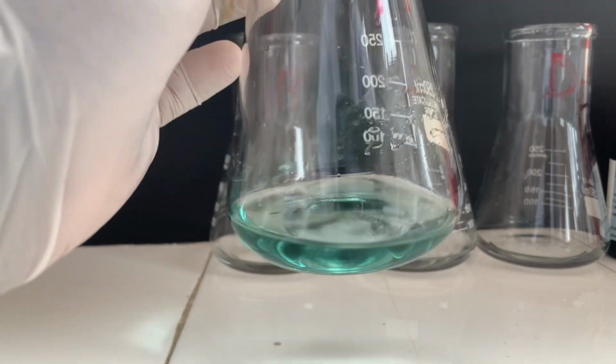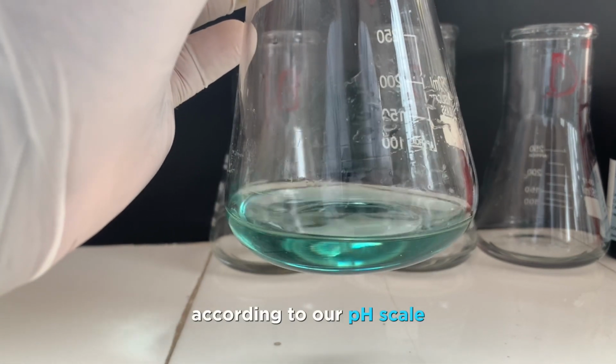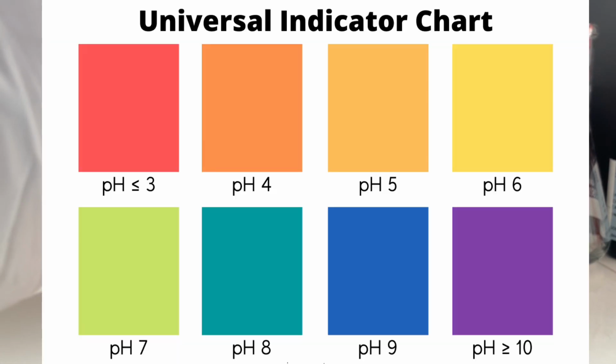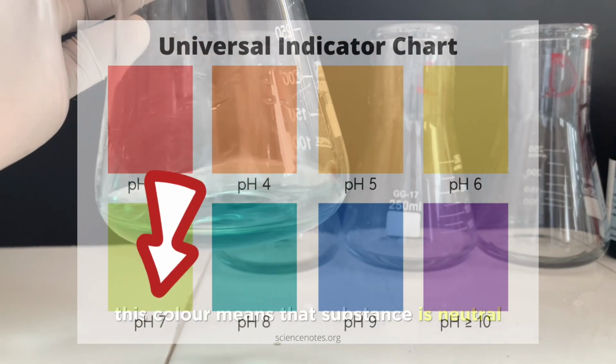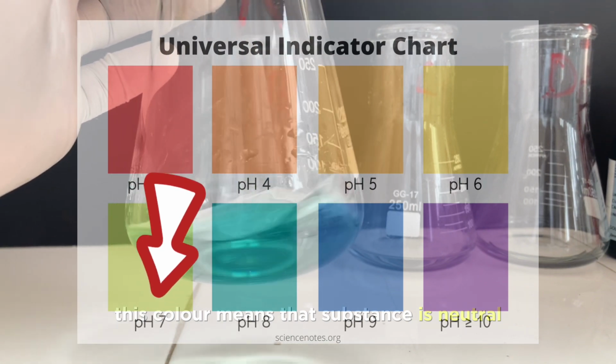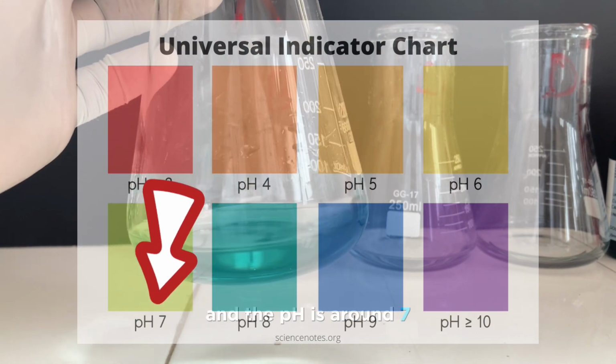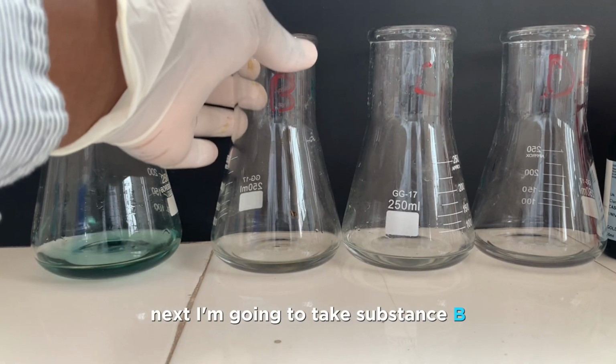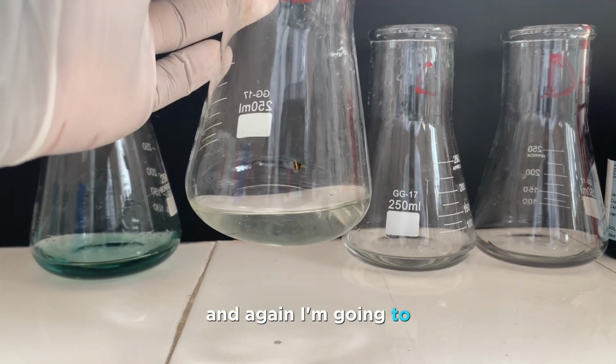Here the color is turned green, and according to our universal indicator chart, this color signifies that the substance is neutral. Green is in the neutral region, so the pH is around 7. Maybe it might be about 6 point something to about 7 point something.